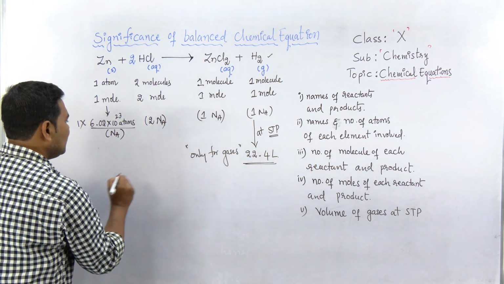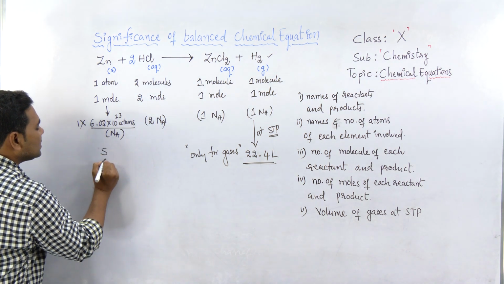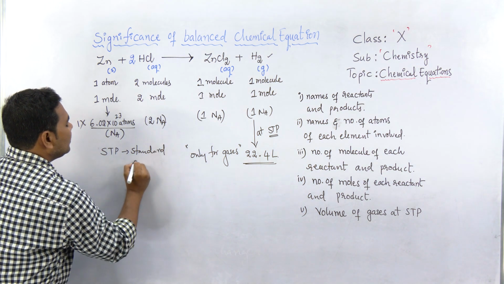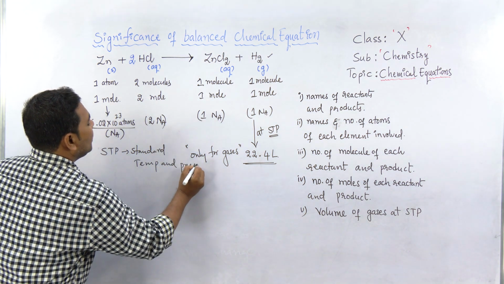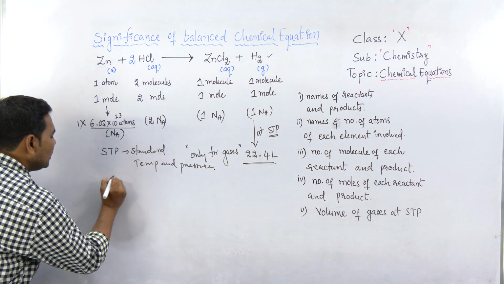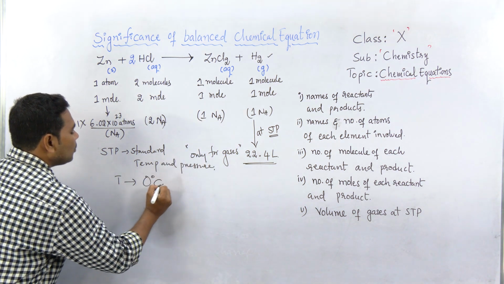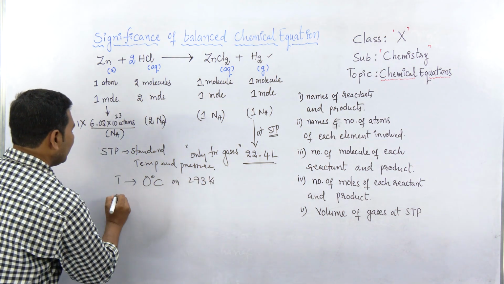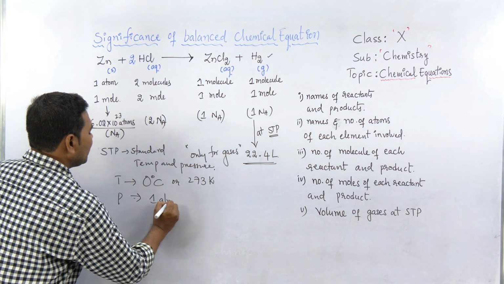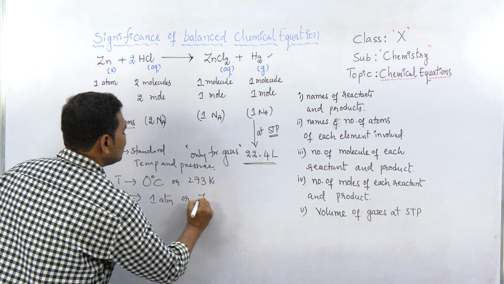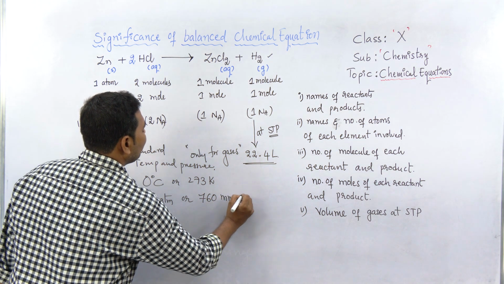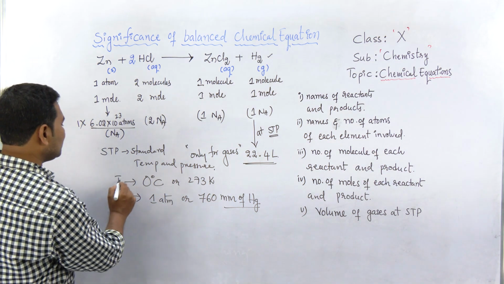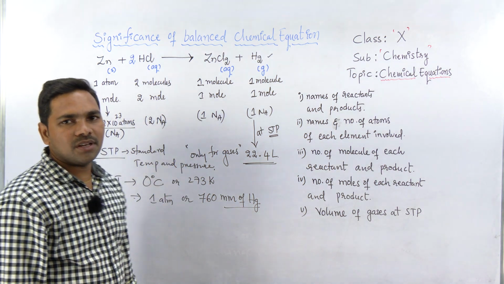We can use volume at STP, so I'll write what STP is. STP stands for standard temperature and pressure. The temperature is 0 degrees Celsius, or we also write it as 273 Kelvin. Then the pressure is 1 atmosphere normally, or we also represent it as 760 mm of mercury, which is the unit expressing pressure. These conditions are generally called standard temperature and pressure, right?